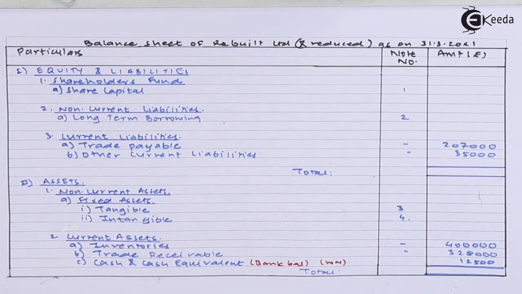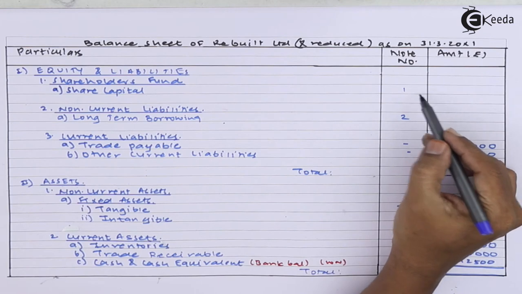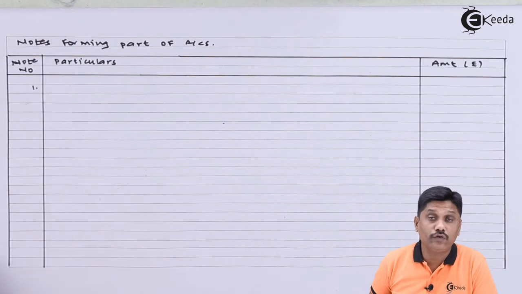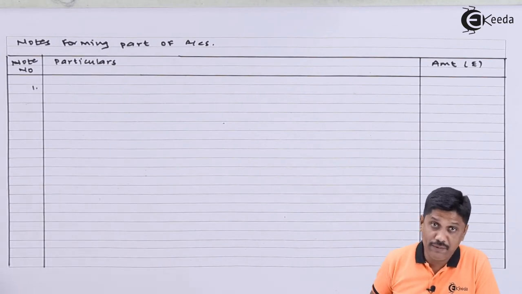I will write the total once I am ready with all amounts. Now here I need to prepare a total of 4 notes. Note number 1 for share capital, 2 for long term borrowing, 3 for tangible fixed assets, 4 for intangible fixed assets. So 4 notes I need to draw. Let us prepare that. Note number 1 will prepare share capital.